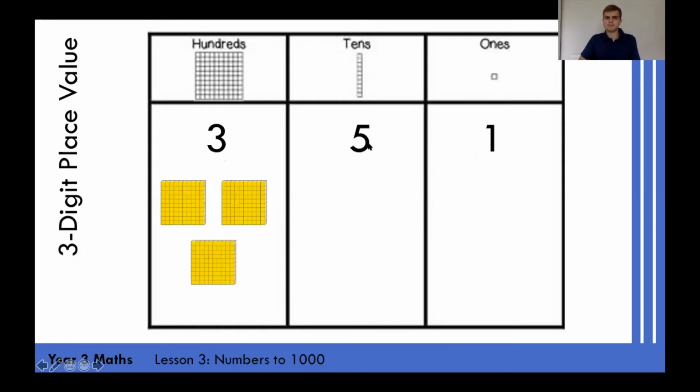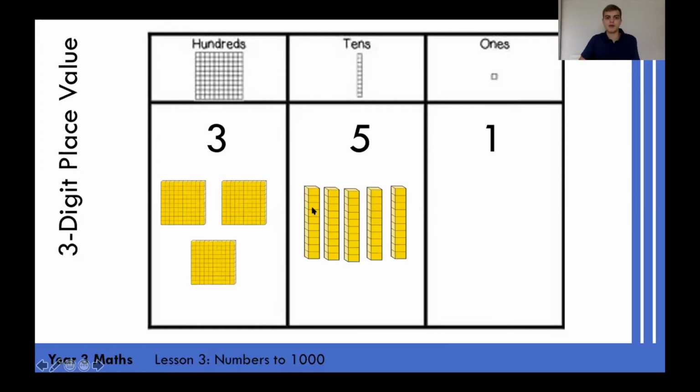How many tens then? Let's have a look at my tens column. 5 tens, you're absolutely right. 1, 2, 3, 4, 5. How many ones then? How many ones? Oh, I know, all on its own, just 1, because the digit 1 is in the ones column. You're absolutely right. Well done.